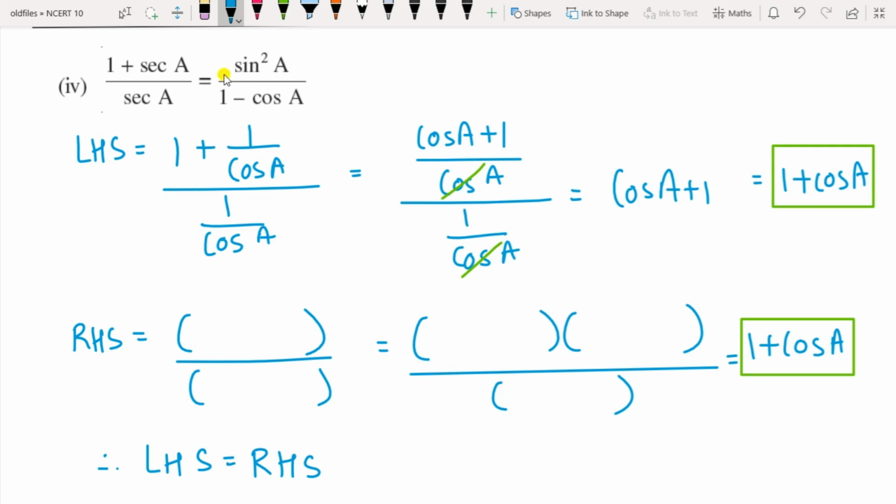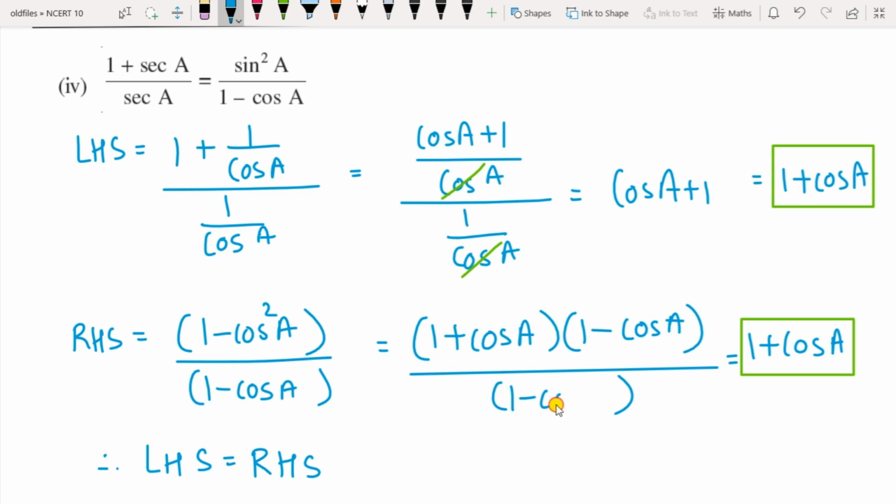Now here sine square a upon 1 minus cos a, in place of sine square a we will write 1 minus cos square a and the denominator as it is. This is a square minus b square, which is a plus b and a minus b, and the denominator. So this is the same bracket and the remaining is 1 plus cos a. So here LHS equal to RHS, hence proved.